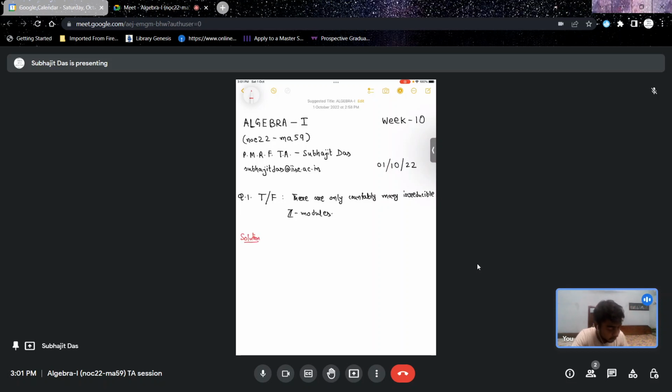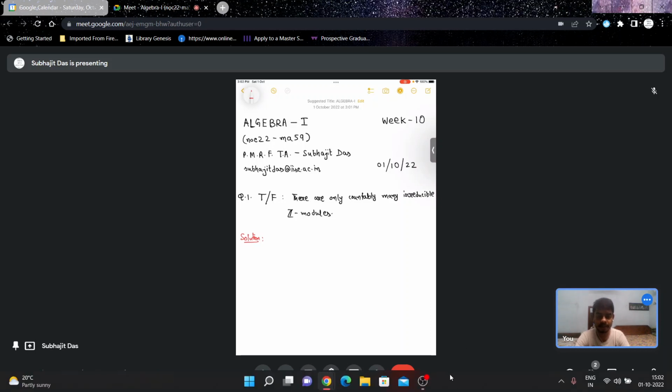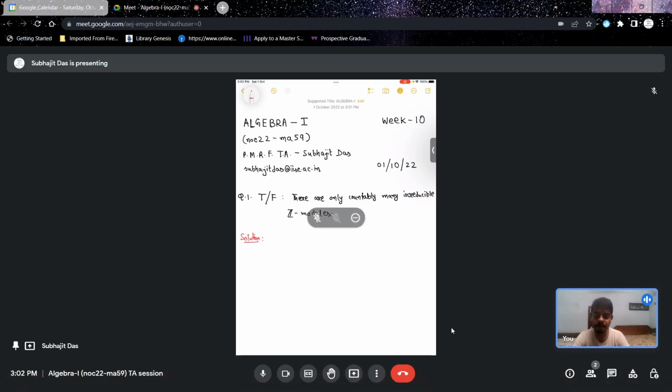So we quickly recall the definition of an irreducible module. A module M is said to be irreducible if it is non-zero and its only submodules are the zero module and the module M itself. It has no other submodules other than these two. So an irreducible module is the same thing as a simple module, right? Only submodules are the trivial module and the improper submodule, that is the whole module.